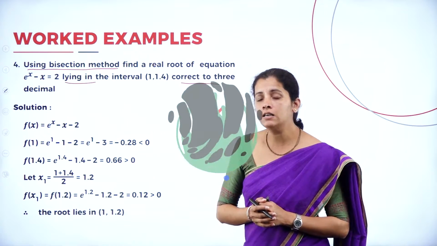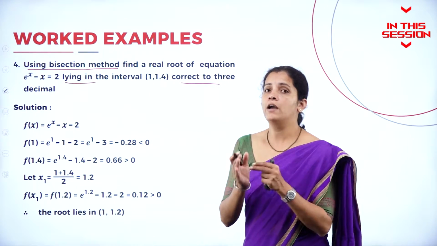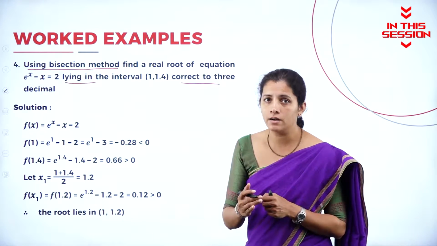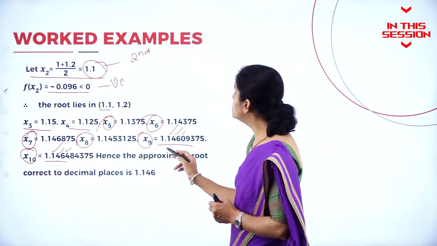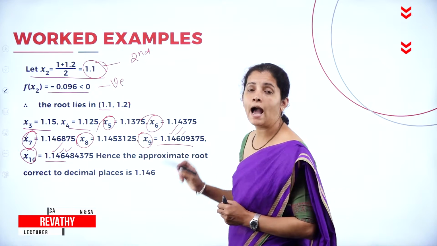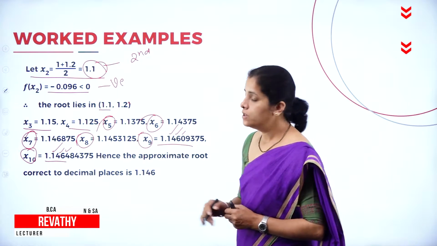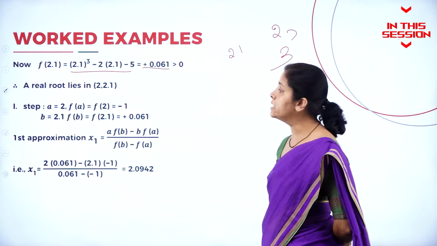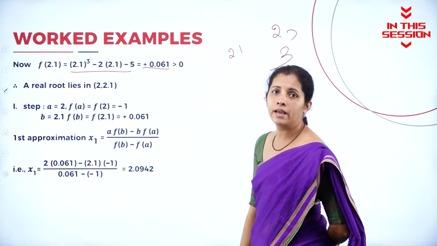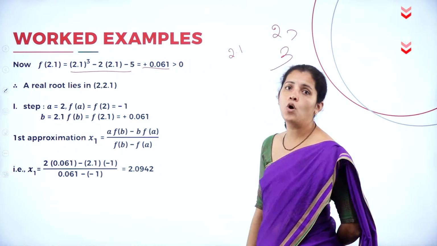If I consider 3 decimal places, I want to get the same answer. Then I am able to stop the iteration. The 3 decimal places will have the same number, so that I can stop my iteration. When I substitute the answer in my f of x, and if I get a positive answer, what do I want to do?